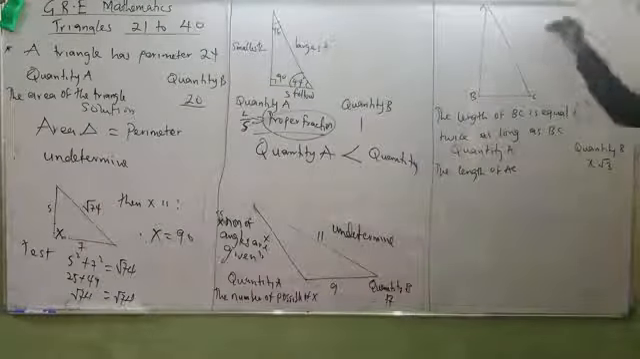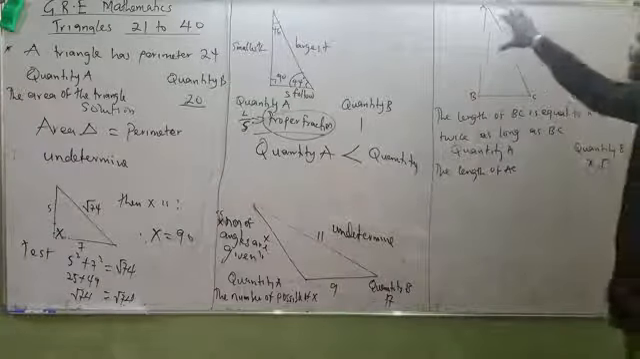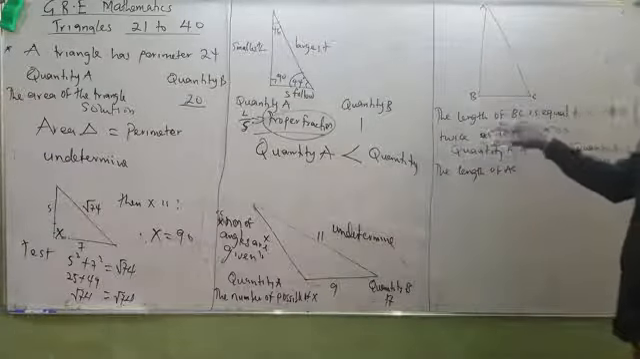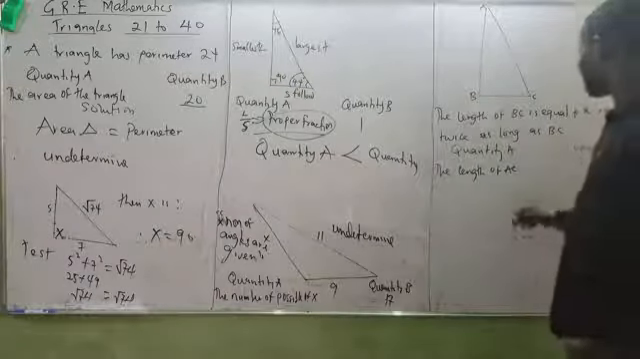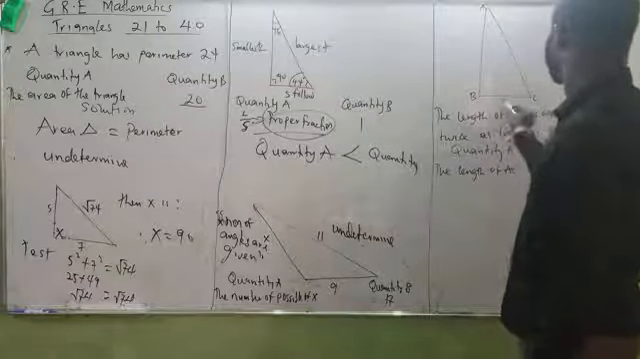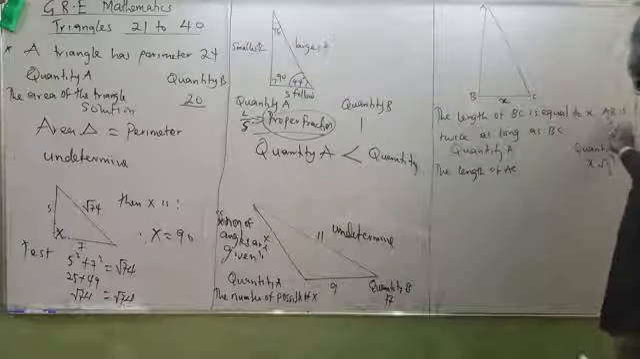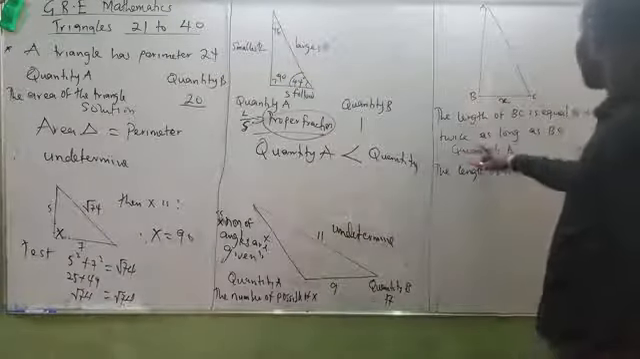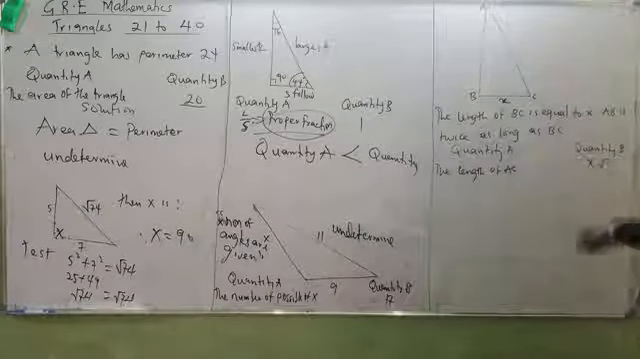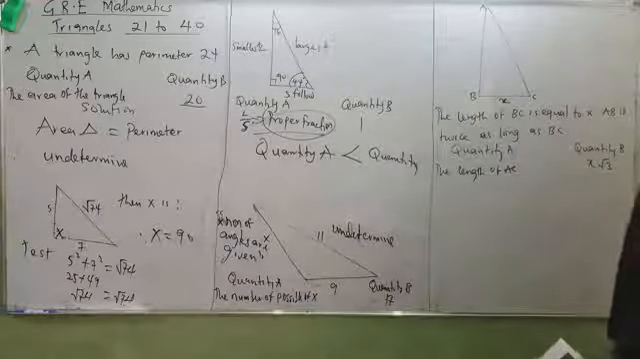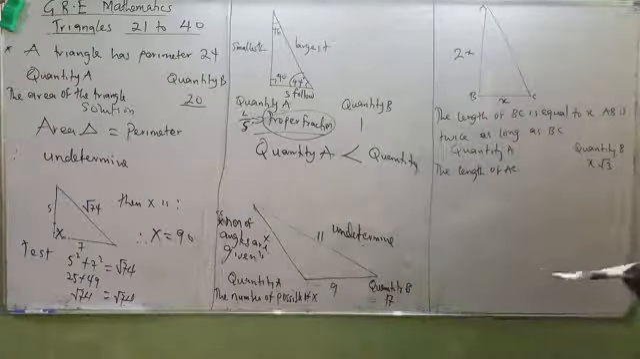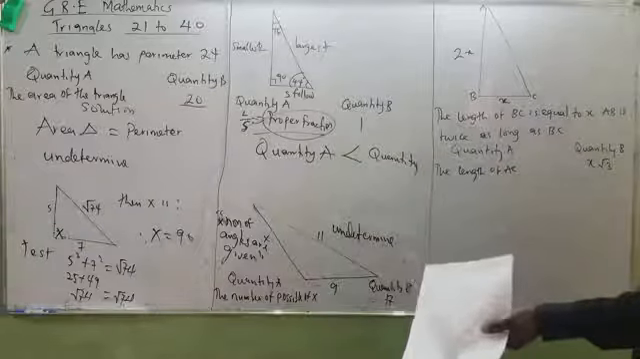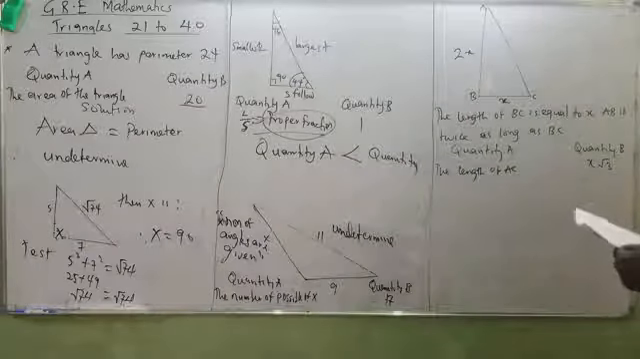Now, look at this question also. This is ABC. The length of AB and BC equals x. AC is twice as long as BC, so here it will be 2x. Is that all? Yes. The question is incomplete.